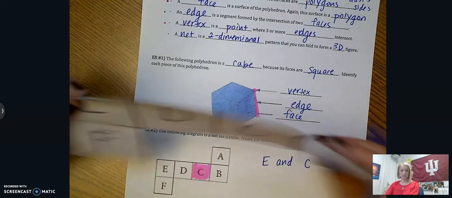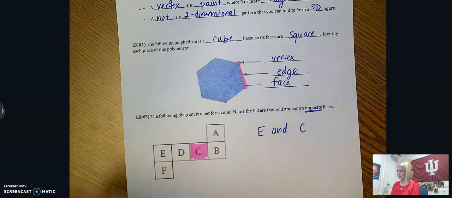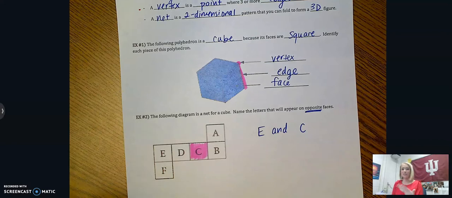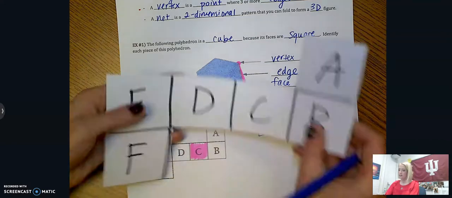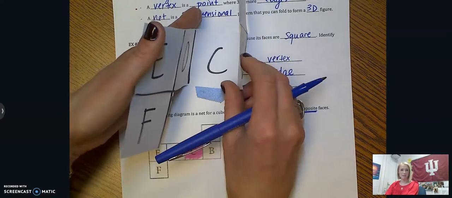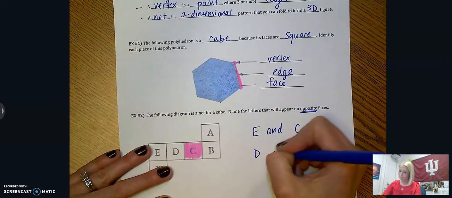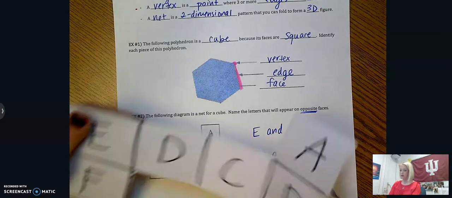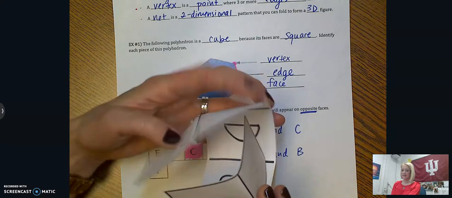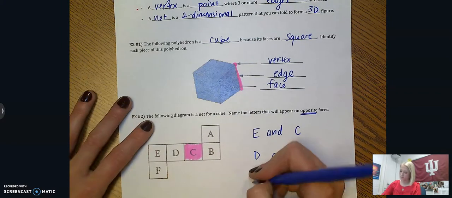I will let you look at this tomorrow if you want to. I know sometimes this doesn't help until you're actually holding it yourself. Some of us learn that way, actually holding the thing ourselves. D and B would be opposite of each other. I don't know if you can see that right there. D and B would be across from each other. So that only leaves two other pieces. A and F would be opposite of each other.